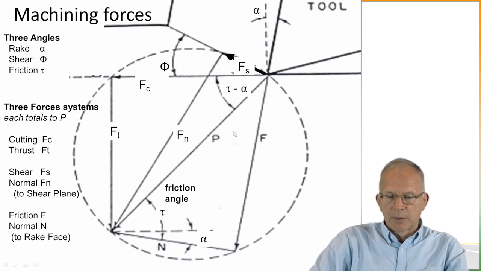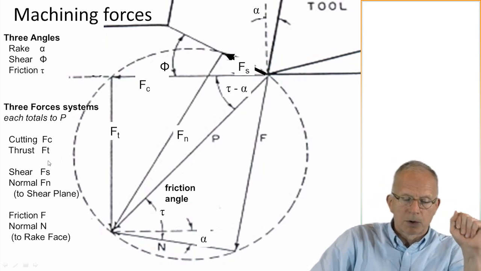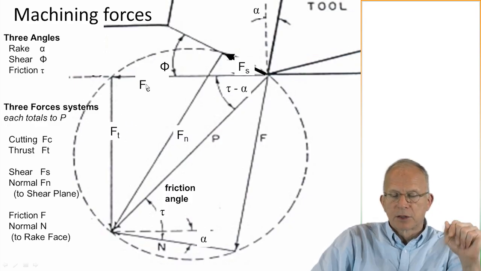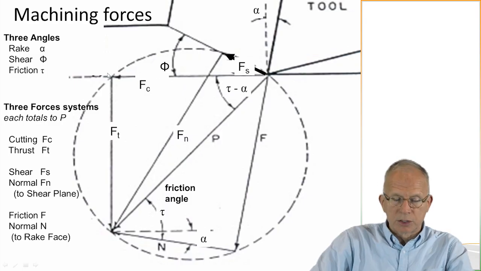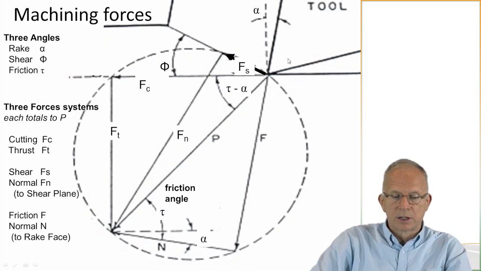And in this diagram, we've translated or moved some of these angles so that you can see, yeah, this is alpha down here as well, and that's tau minus alpha there. So anyway, we have the three angles that are important. And then we have three force systems, and each one totals to P, and we'll show this in a moment. But here's cutting and thrust. So the cutting force is in the direction of motion, and this is the force that is doing the work. So that's why that is important. This is the force that's holding the tool in the cut.